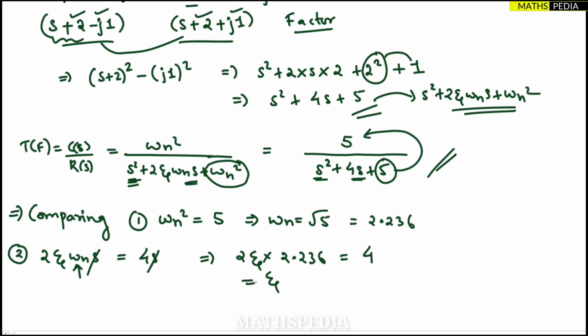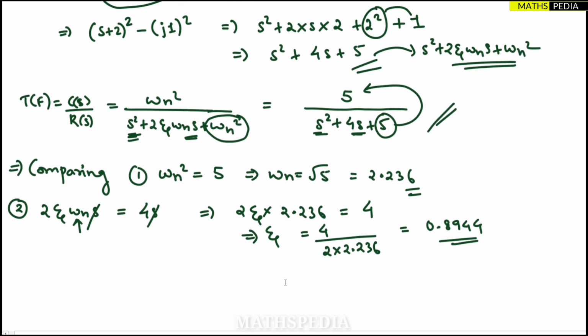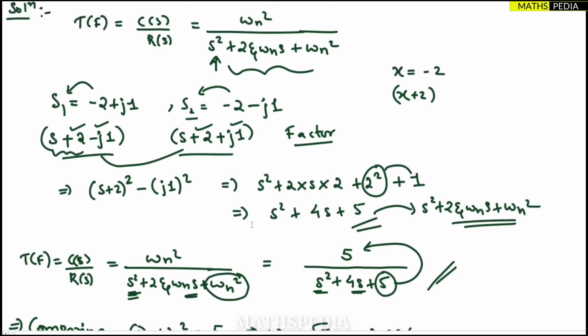From this, can I get the zeta value? Zeta is equal to 4 by 2 into 2.236. So it will be equal to 0.8944. Okay, so we got the omega n value, the natural frequency, and zeta, which is the damping ratio. Both we got.